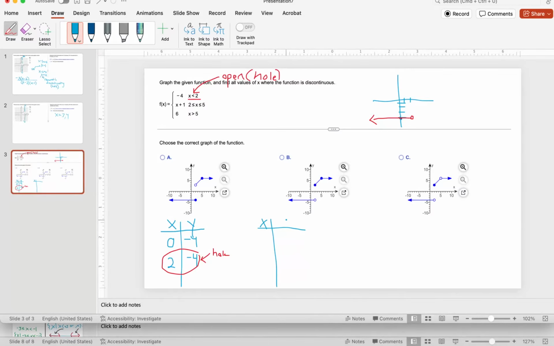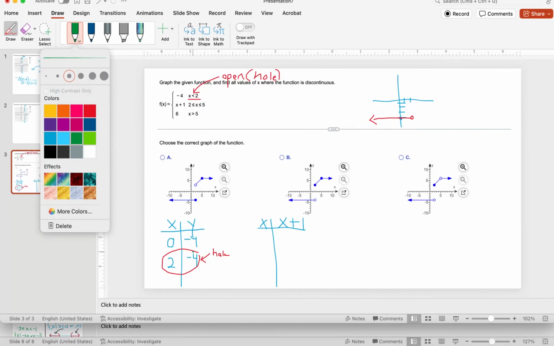Okay, so we got x and x plus 1. I'm going to do this one in a different color. And this one's going from 2 to 5. Now, what is x plus 1? Is that a straight line? Is it a curve? What is that?